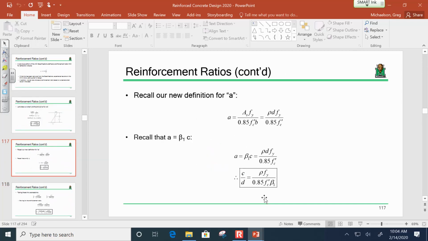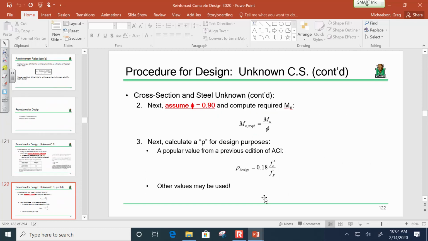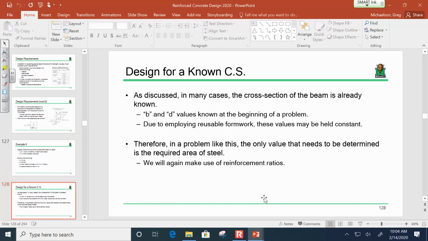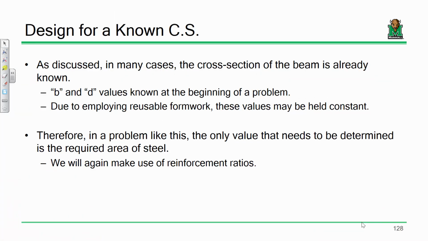So we skipped past all this, we looked at reinforcement ratios, then we came up with design for unknown cross-sections, and now we're here, we're designing a known cross-section, okay? So again, if I've got a precast element or I'm looking at a slab, really all I have to do is solve for the steel.